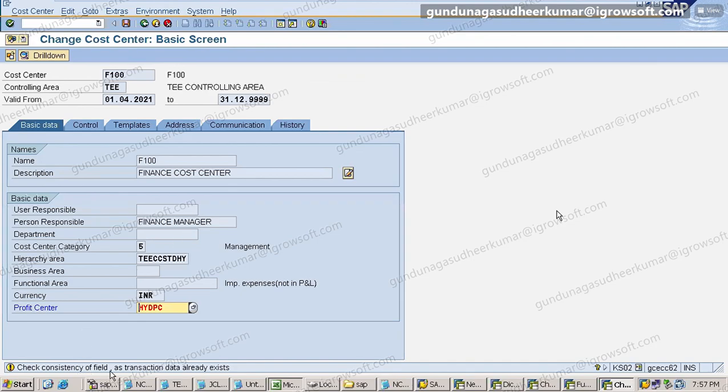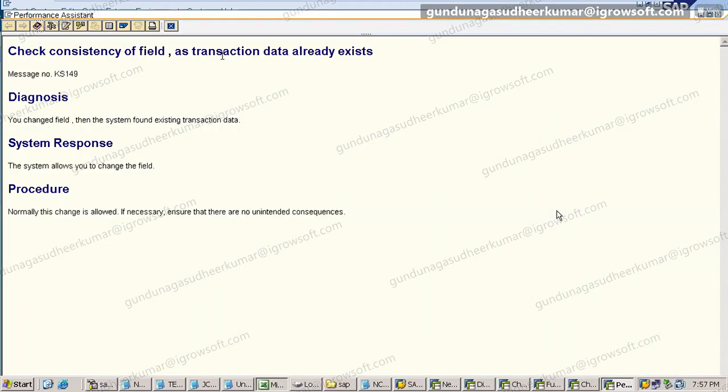So why is it giving this warning? Because transaction data already exists for this cost center, some data is already there. In real time, you create everything, then you post the data.